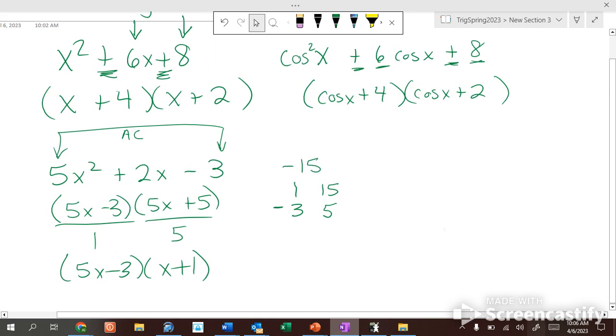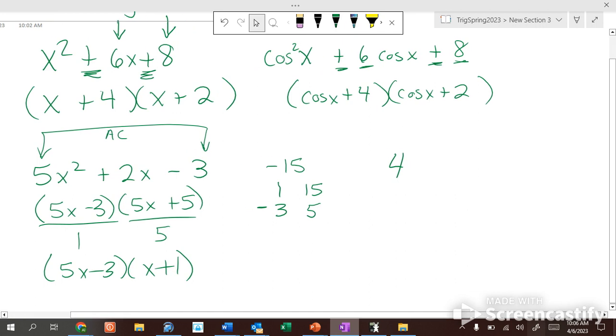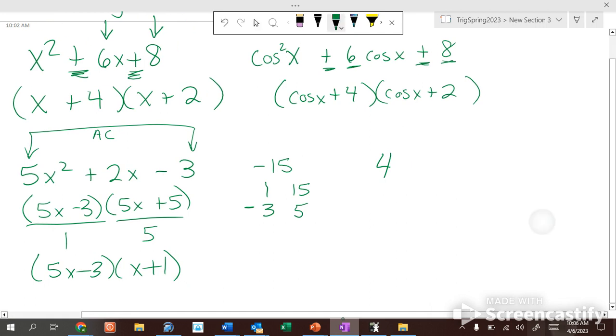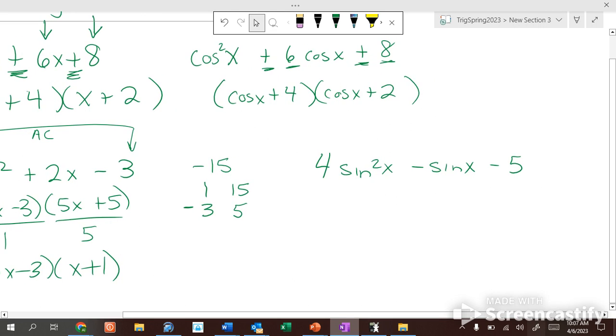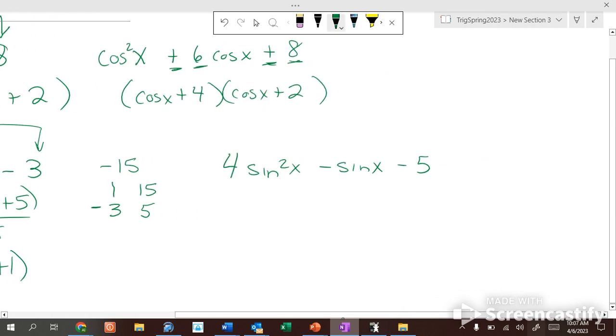Okay? So if we take the same concept, I'm going to change up the numbers on you, so you have to think a little bit more. 4 sine squared of x minus sine of x minus 5. So you multiply first and last terms to get negative 20. I'm not worried about the sign right now. Okay. Factors of 20 are 1 and 20, 2 and 10, 4 and 5.